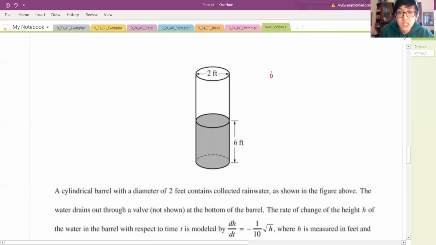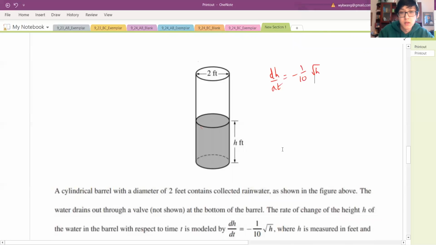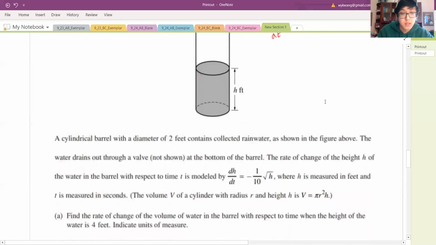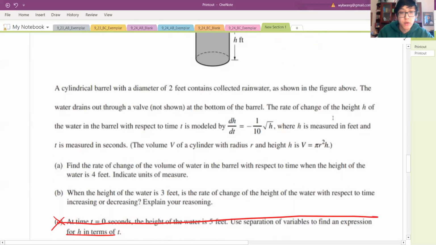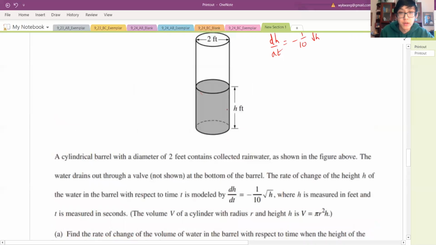So dH over dt changes with respect to the height. It's a variable, not a fixed number, right? It's not just 2. It changes with respect to height, where h is measured in feet and t is measured in seconds. Find the rate of change of the volume of water in the barrel with respect to time when the height of the water is 4 feet.